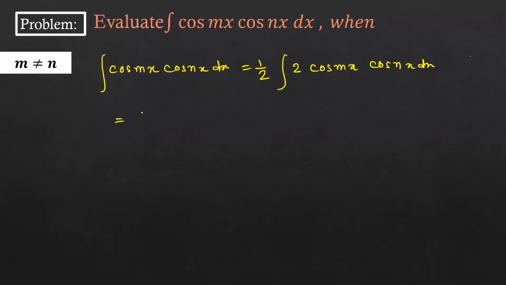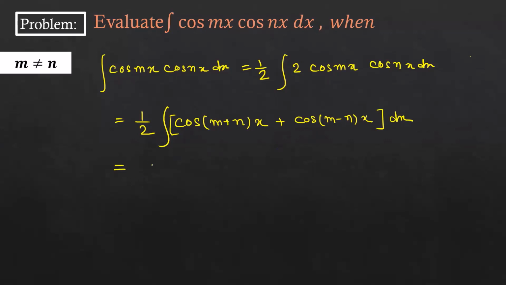Then divide that using the trigonometric identities. What is the first term? Cos of (m plus n)x, and then plus cos of (m minus n)x, and then there is a dx. Now you can easily perform that integration. This is a simple cos type of integration, and what is the value of that?